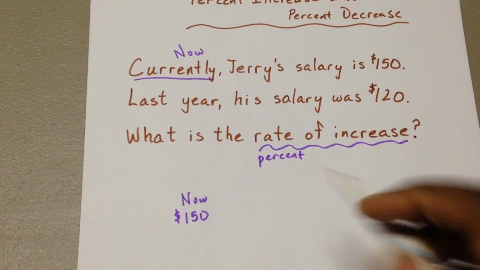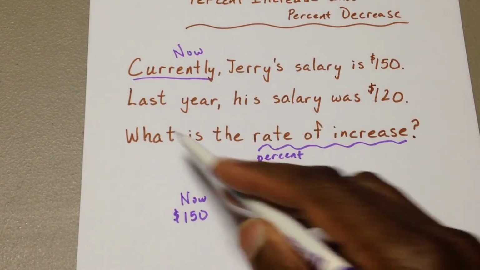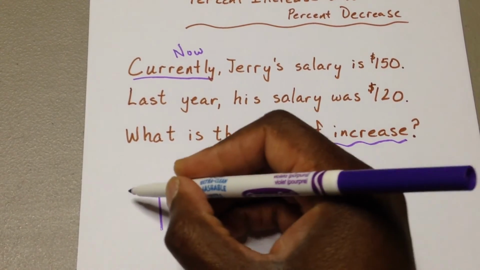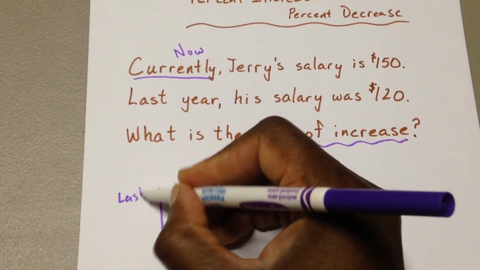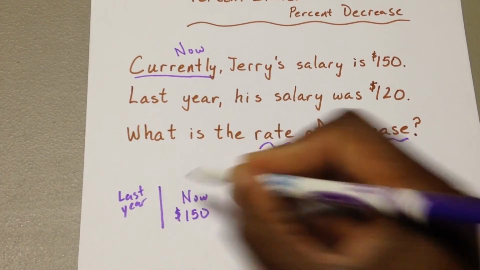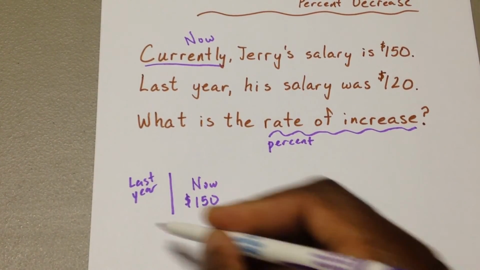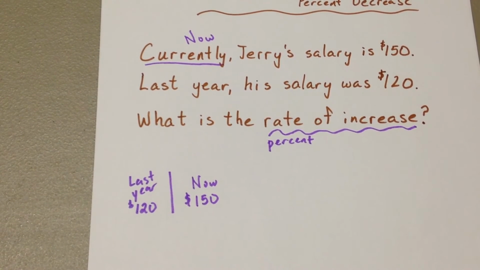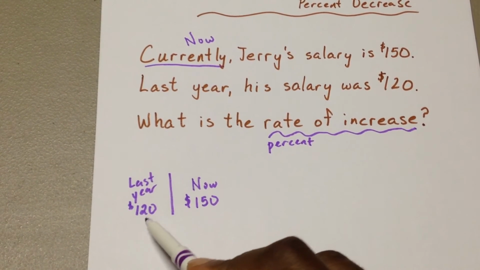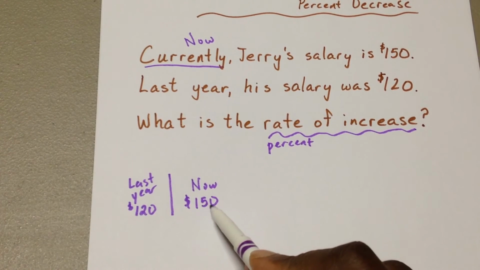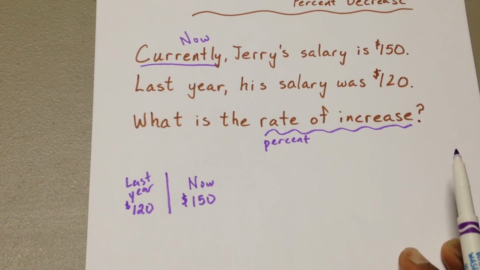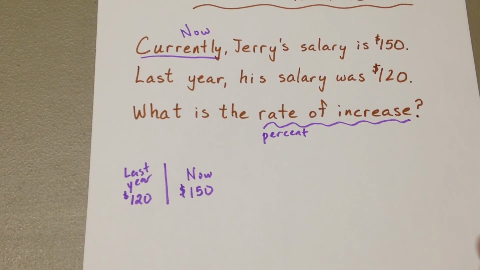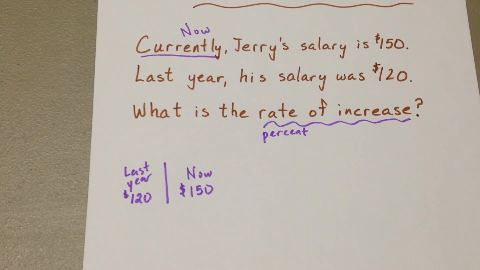Okay. Last year. So last year, that means that would go before the now, right? This is what happened before. Last year, he had a salary of $120. So if we take a look now, we're seeing that from 120 to 150, that is an increase. So this is what we're finding. We want to find the percent of increase. But before we start, let's see how much it is. All right, what would be the increase?